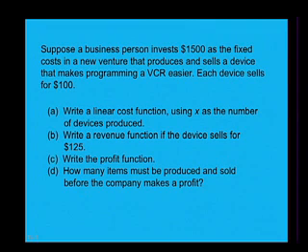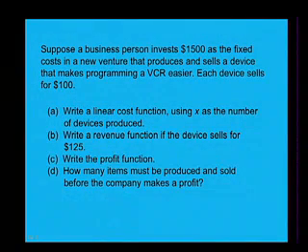Write a revenue function if the device sells for $125. Write the profit function, and then calculate how many items must be produced and sold before the company makes a profit. Okay, so the important information from that slide is that there's fixed costs of $1,500 and that the price per item is $100 to manufacture it, but they sell it for $125.